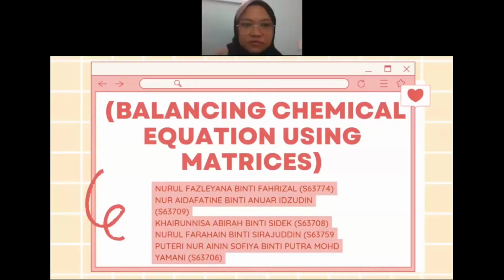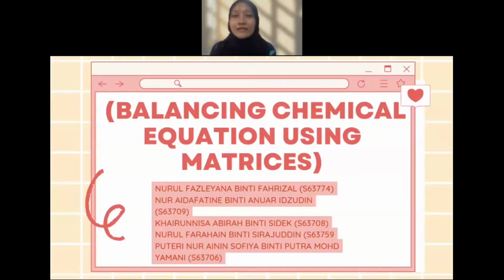Assalamualaikum warahmatullahi wabarakatuh. Today our group will present about the assignment application of mathematics that is related to chemistry. So today our topic for the presentation is balancing chemical equation by using matrices.